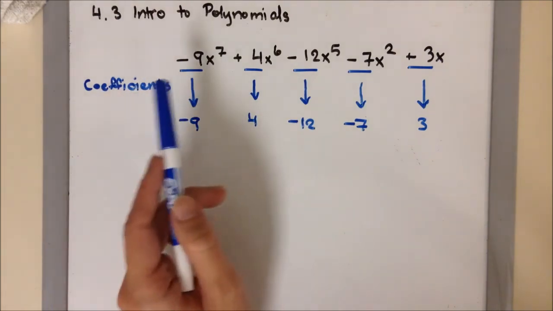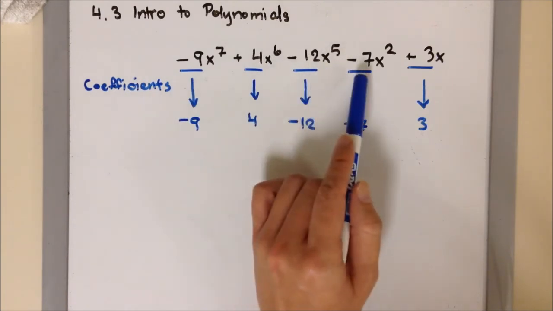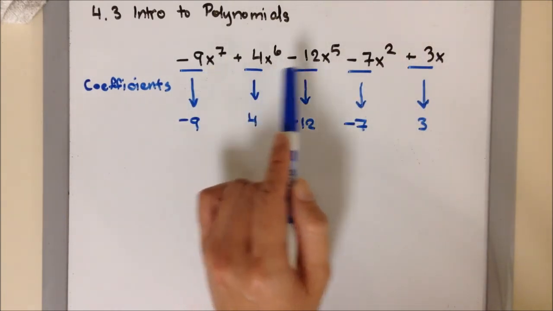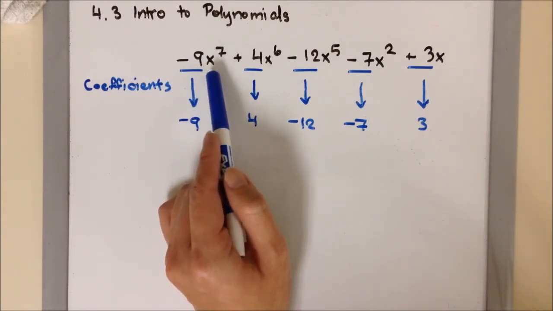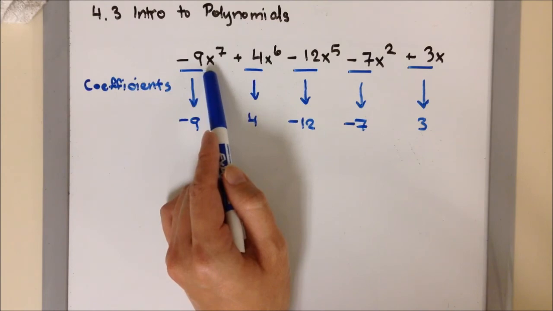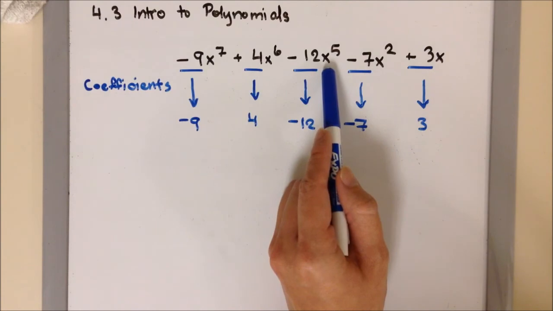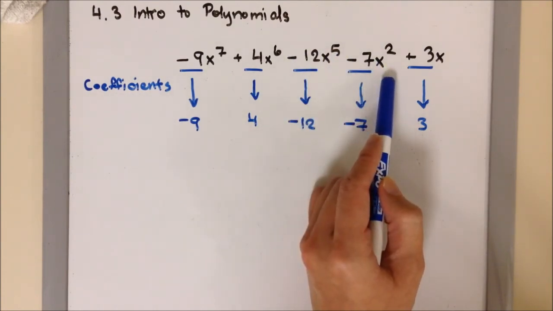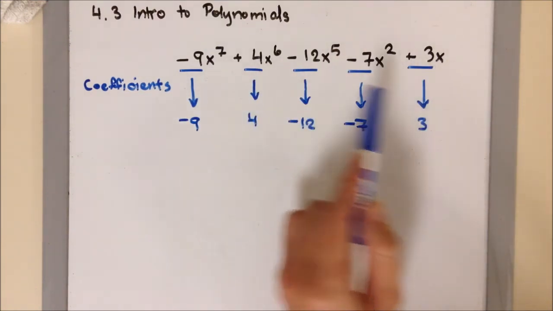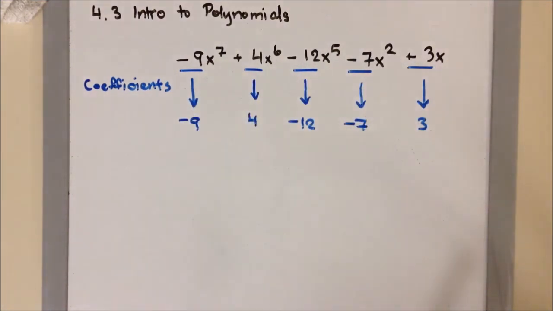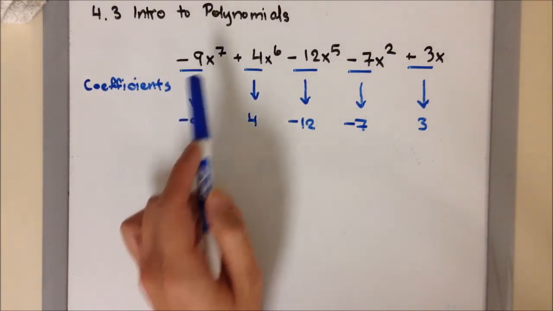So again, and this should be in your notes, coefficient is the number that is in front of the variables. Now in this example, I'm using x, but be mindful that there could be other variables used. Like this could have been m to the 7th, b to the 6th power, h to the 5th power, s to the 2nd power, or y. So it's not just x, it could be any other letters used as variables. But be mindful that coefficient is in front of the variable.